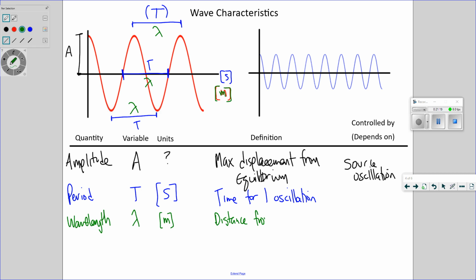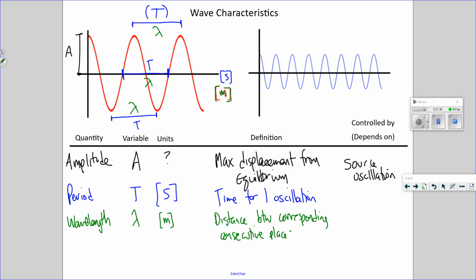between corresponding consecutive places on a wave. Now that's controlled by, well, we're going to get there in a second. What else is there? Well, this is what we call the maximum displacement from peak to trough. Okay, I'm not going to write that on there because I'm leaving the primary ones on there that you're going to need to work with.